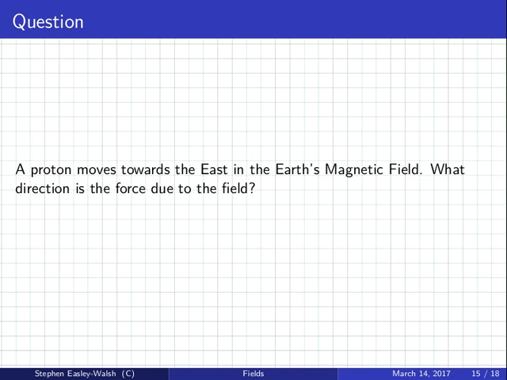A proton moves towards Mecca. That can help you picture it, right? It's over in the east, isn't it? The Middle East. Easterly, then. So the proton is moving to the east. What way will the force be on it?